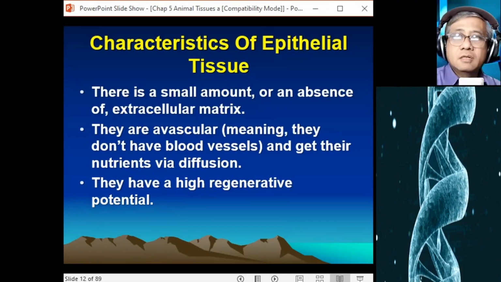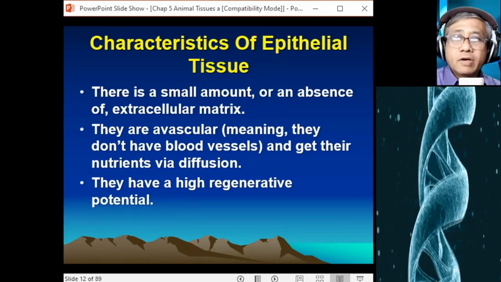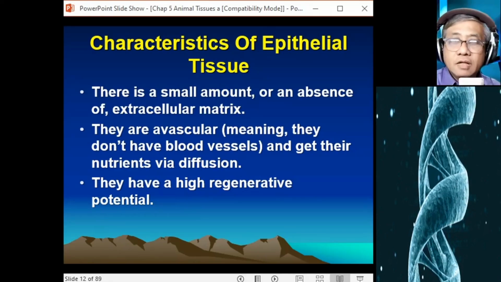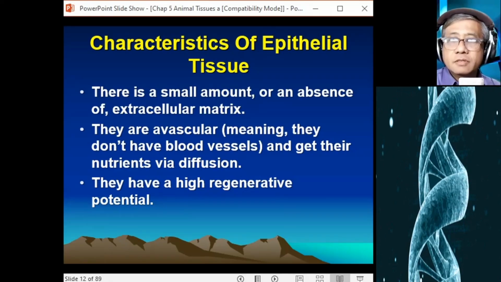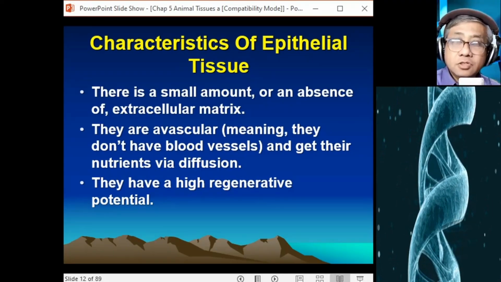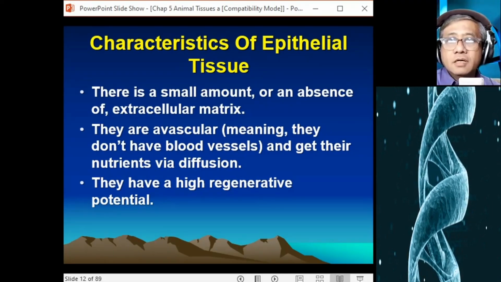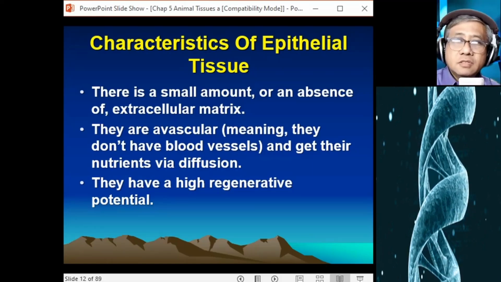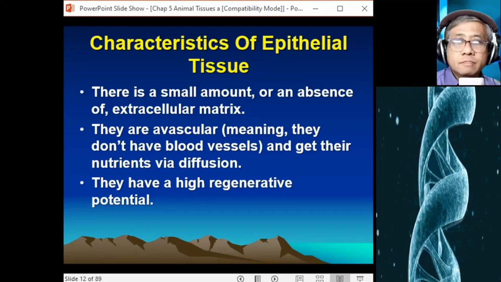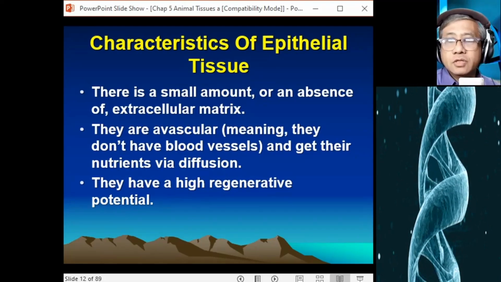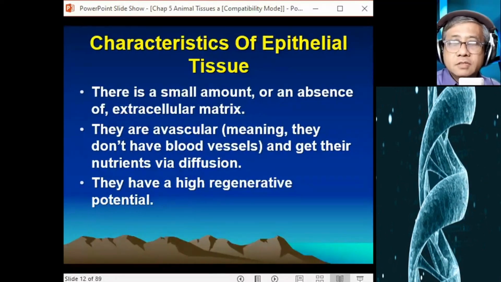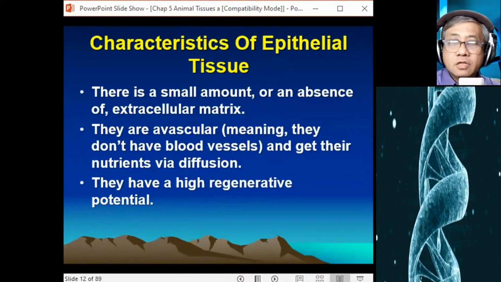Okay, and this type of tissue is avascular, meaning that they don't have supply of blood. Wala silang blood vessels. Okay, and baka magtanong kayo, how do they get their nutrition or oxygen? So this tissue gets its nutrients and oxygen via simple diffusion. So they are avascular, meaning they don't have blood vessels.